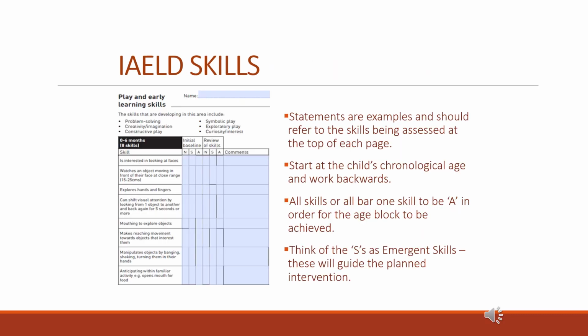ILD skills. Statements are examples and you should refer to the skills being assessed at the top of each page. Start at the child's chronological age and work backwards. All skills or all bar one skill to be A in order for the age block to be achieved. Think of the S's as emergent skills. These will guide the planned intervention.